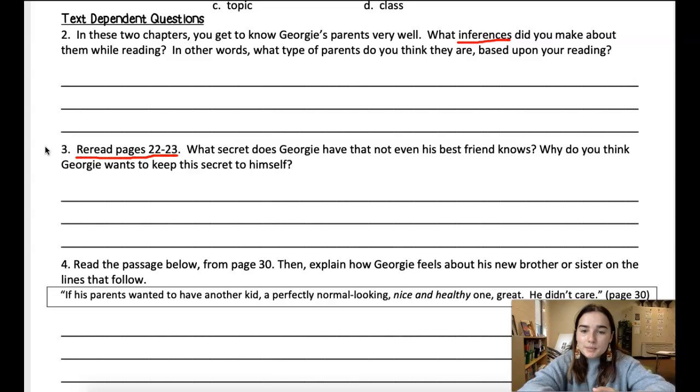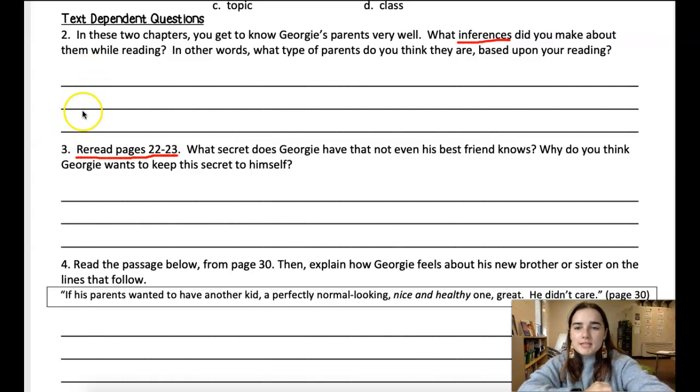Number 4. Read the passage below from page 30. Then explain how Georgie feels about his new brother or sister on the lines that follow. "If his parents wanted to have another kid, a perfectly normal-looking, nice and healthy one, great. He didn't care." How do you think Georgie really feels about this? Do you think he really doesn't care? What do you think he's hiding?